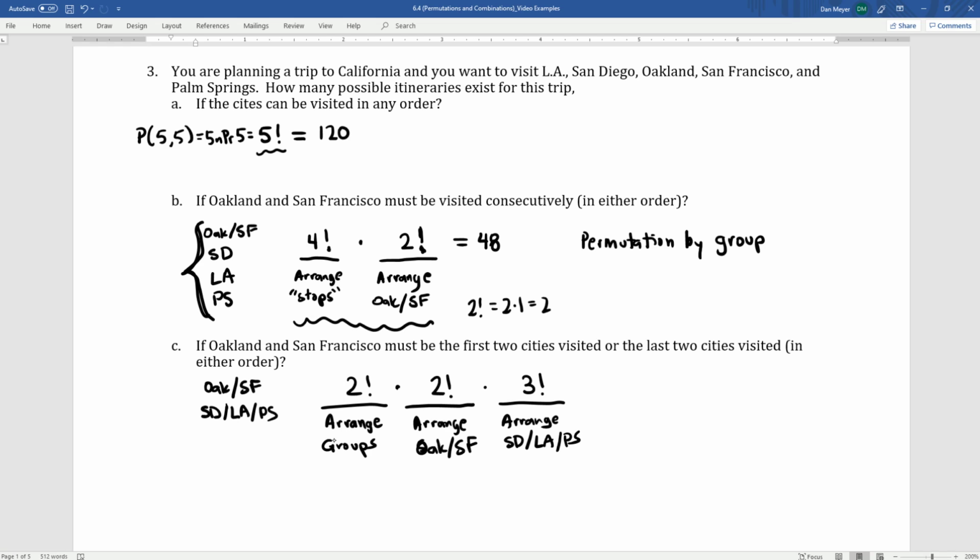So again, I think both of these problems fall under the permutation by group banner, where we start off by arranging each of the groups, arrange the groups as a total, and then arrange within each group. All right, so 2 factorial times 2 factorial times 3 factorial ends up being 24.